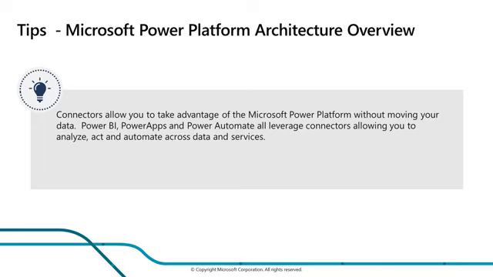In the Microsoft Power Platform Architect overview again, think about the connectors. These connectors are important because they allow you to take advantage of the Microsoft Power Platform without moving your data. So you will be able to connect directly to the services or the data you want to expose in your application or in your automation. Power BI, Power Apps, and Power Automate all leverage connectors, allowing you to analyze, act, and automate across data and services. But you already know that Power BI is different from Power Apps and Power Automate.